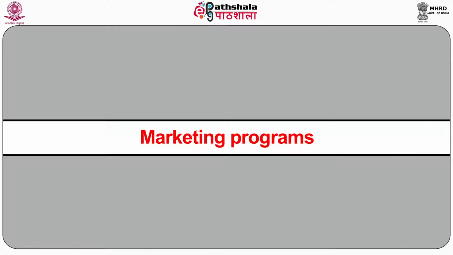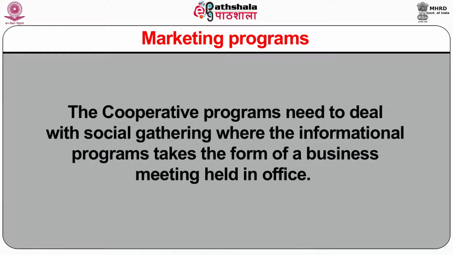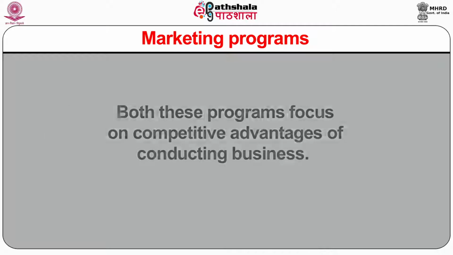Then there are marketing programs. Depending on the target audience, the initial marketing programs can take several forms. These programs are generally of two categories. The first one is cooperative programs, and the second one is informational programs. The cooperative programs deal with social gatherings, whereas the informational programs take the form of a business meeting held in an office. Both these programs focus on the competitive advantages of conducting business.